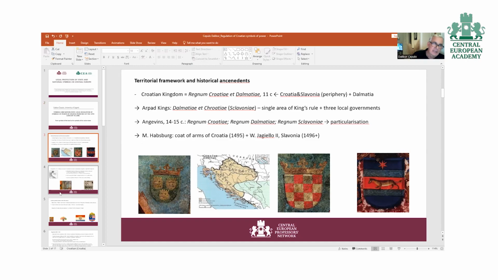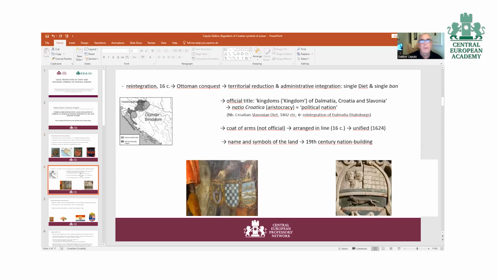Yet this single area of the king's rule consisted of three local governments: Dalmatian, Croatian, and Slavonian. And on this basis, in the period of Angevin kings, the three lands, Regnum Croatia, Regnum Dalmatia, and Regnum Slavonia, were formed, which marked the particularization of formerly a single area of rule. This was accompanied by three respective coats of arms of the three lands, but the historical pendulum will turn the other side after the Ottoman conquest and shrinking of these territories into much smaller ones.